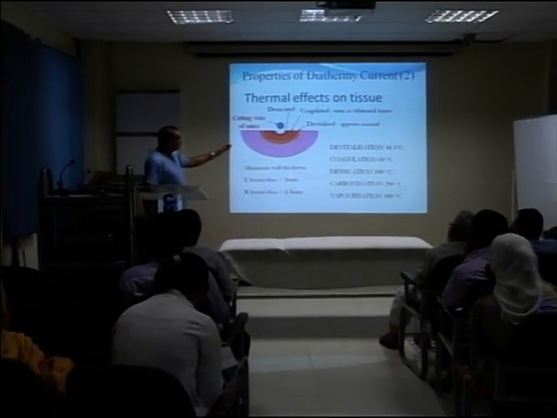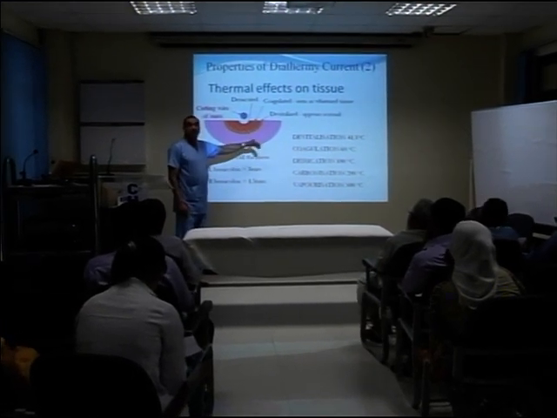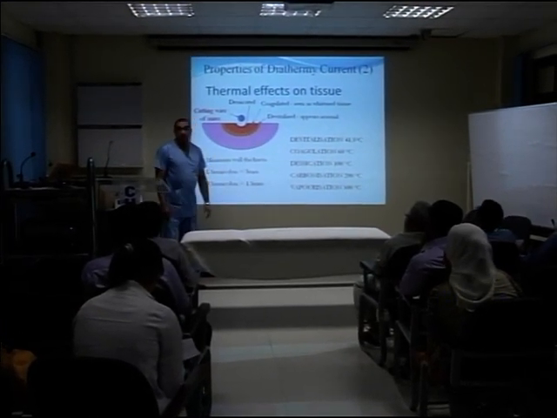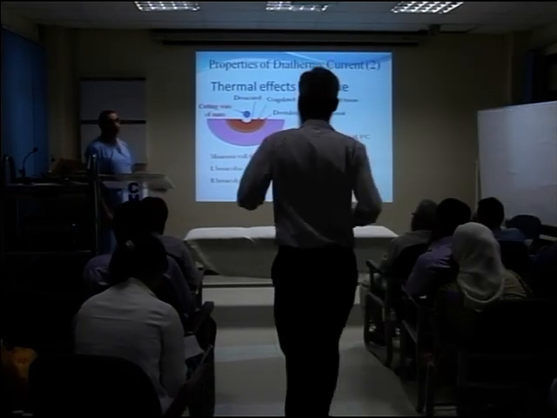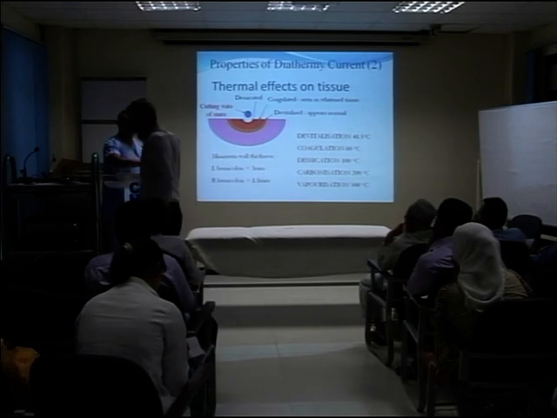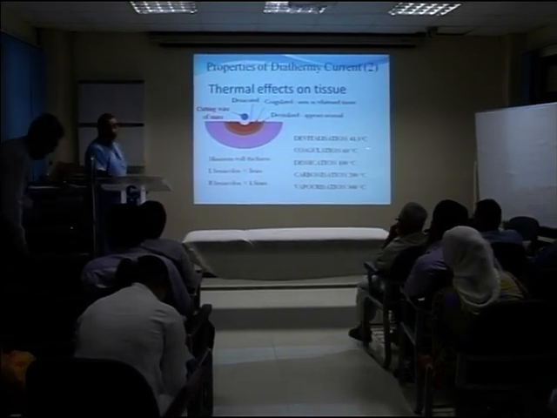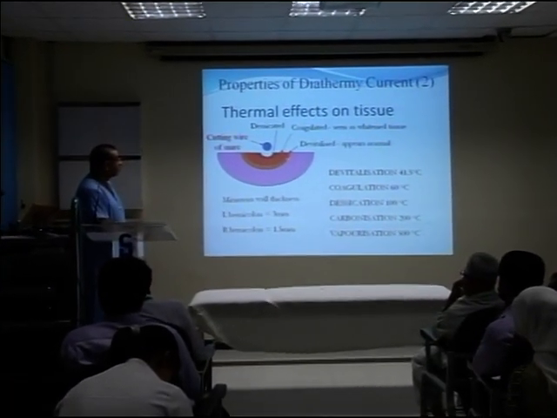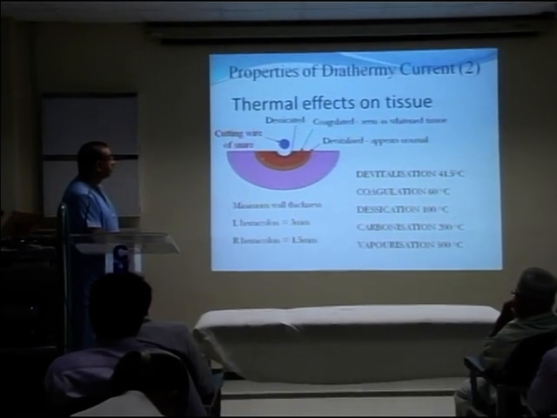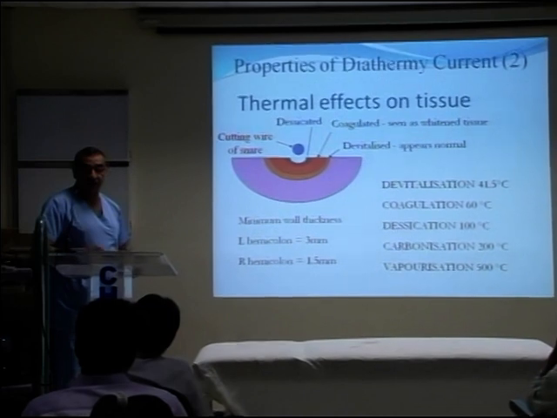And then even beyond coagulation, the tissue might look normal, but it is devitalized. It's killed off, right? So coagulation usually occurs at 60 degrees, and devitalization, where the albumin of the tissue coagulates, occurs at about 40 degrees Celsius. So be aware of this, because this is very important, the devitalized tissue, because you might not see it, but you might have caused a full thickness burn.